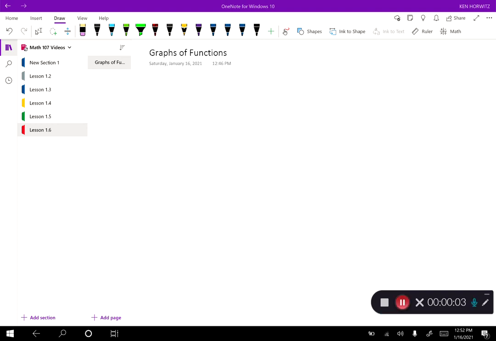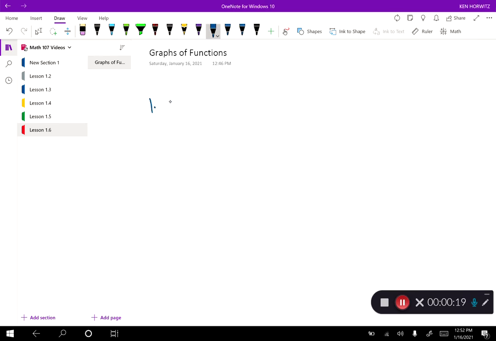Welcome back, everybody. Section 1.6 is all about graphing functions. Now, in Chapter 1 so far, we've talked about a few topics that could help you with your graphing, or just make sure that your graph is on target.